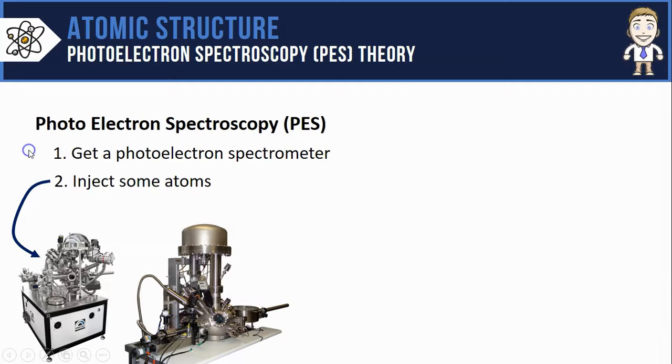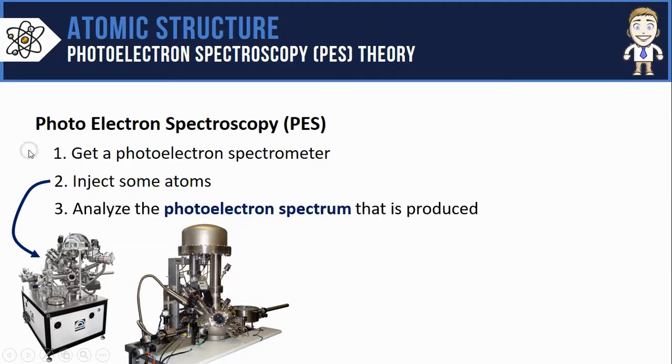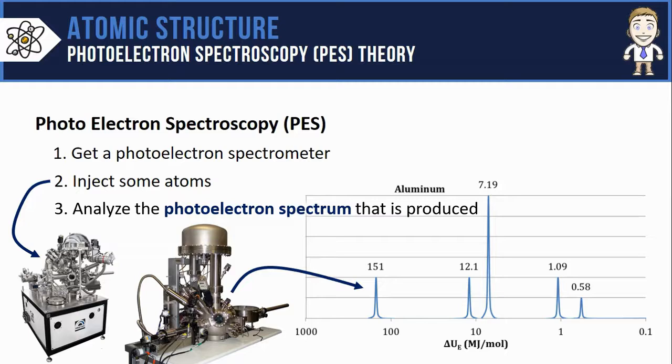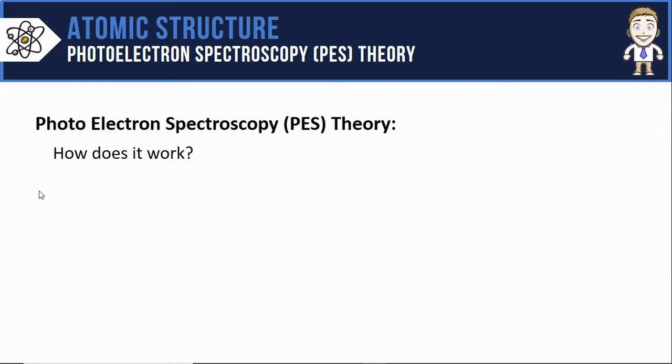Next, you would get some atoms to inject into the spectrometer, and with the help of a computer, it would produce something called a photoelectron spectrum, which you would then analyze in order to determine the ionization energies of the electrons in those atoms. So let's explain some of the theory that goes on behind the scenes with PES in order to understand how it works.